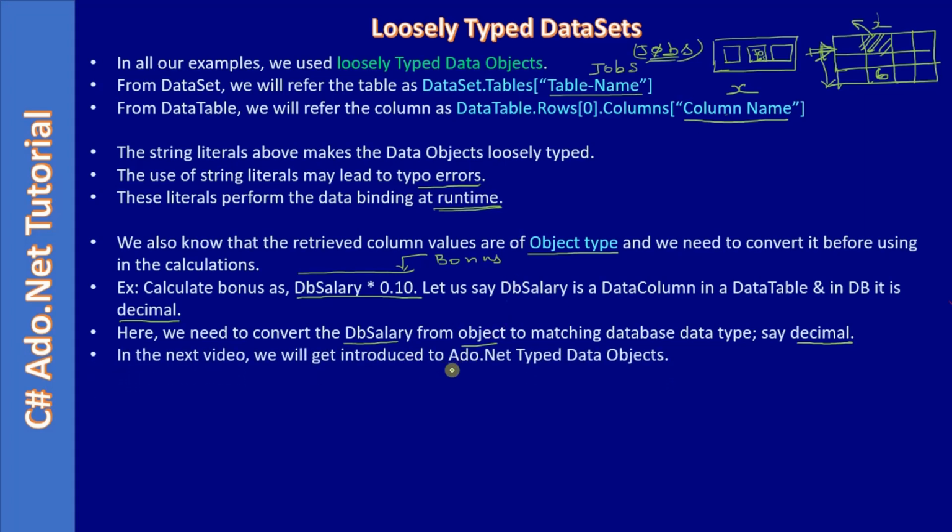In the next video, we will get introduced to ADO.NET typed data objects, where object types are defined at compile time, and you can avoid runtime errors. At the same time, you don't need to do any type conversion because the conversions are already taken care of by the typed datasets or typed data objects, we can say. A typed dataset, typed data table, typed data column. That way all the ADO.NET objects are typed objects. Now you have the knowledge of what is loosely typed, and we will proceed with the typed data objects from the next coming videos.